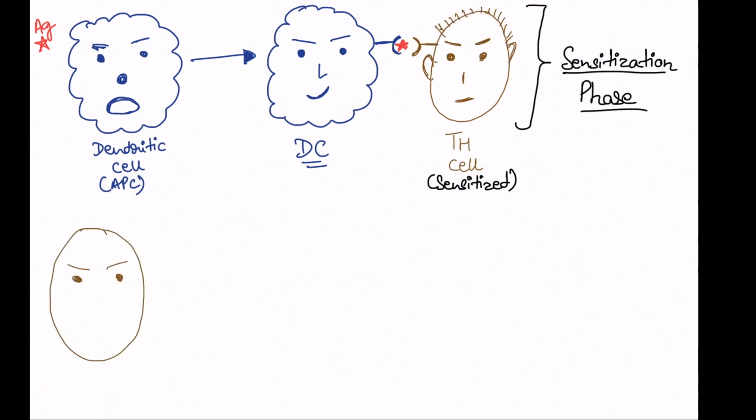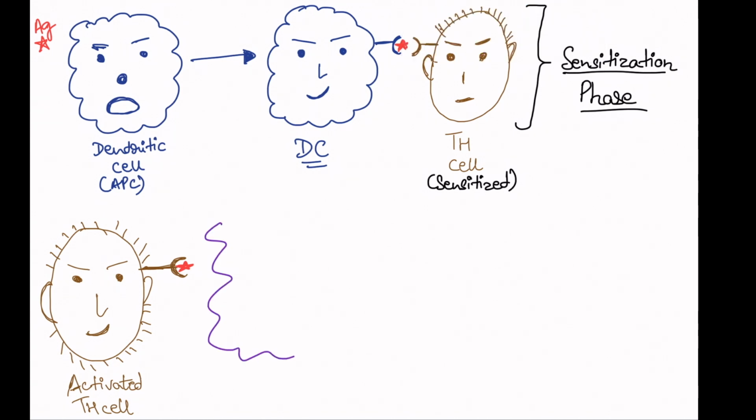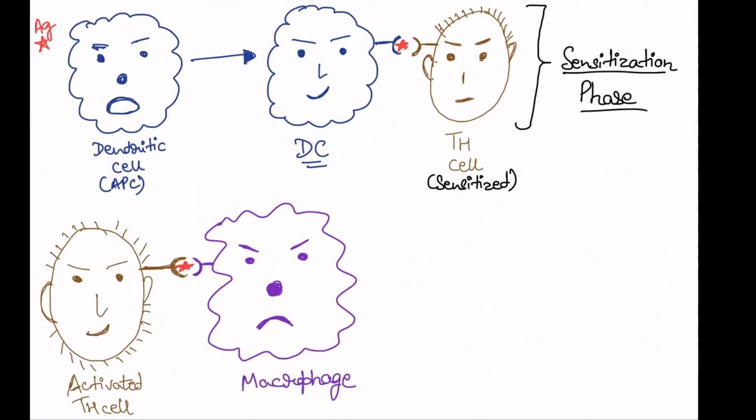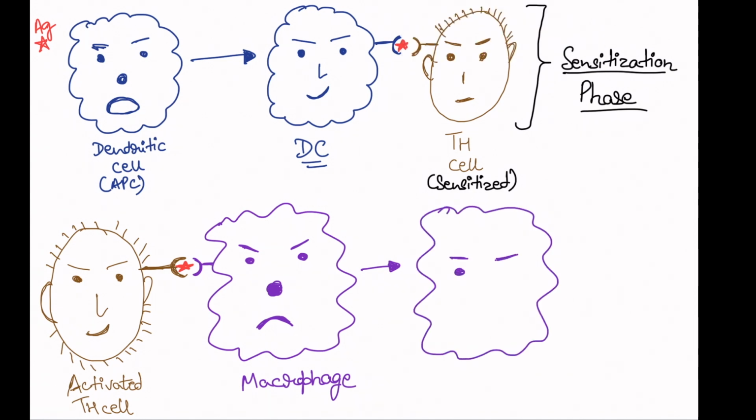Now the same T helper cell gets activated, and it has more spiky hairs now all over its face, and the activated T helper cell basically will activate a nearby macrophage, right? And this purple cell is a macrophage cell. Now it is very angry because it knows that we have a foreign antigen, and the T helper cell is giving the macrophage a command to secrete inflammatory cytokines.